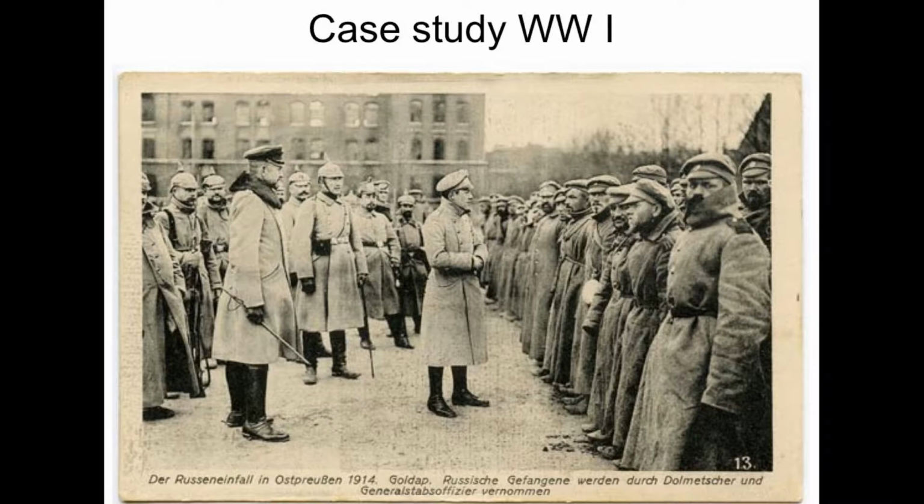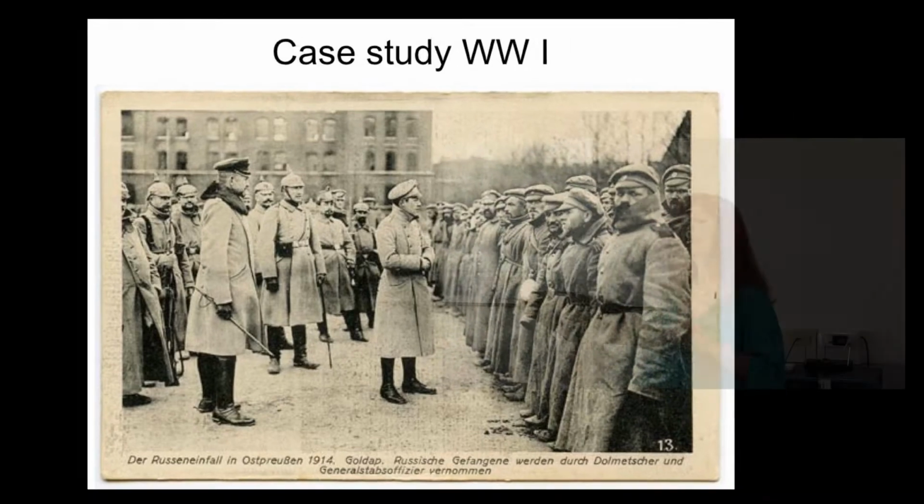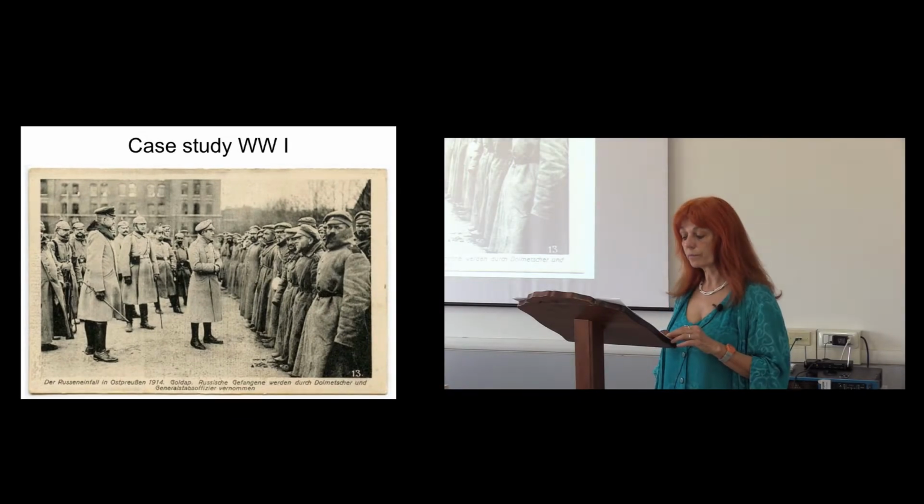Now let me illustrate and discuss the various key features of Goffman's model in a short case study. This photo features Russian prisoners being interrogated by German officers and an interpreter at the beginning of the First World War. This is also the content of the caption, which says, in English translation, "The Russian invasion in Eastern Prussia, 1914. Russian prisoners being interrogated by interpreter and officers of the general staff."